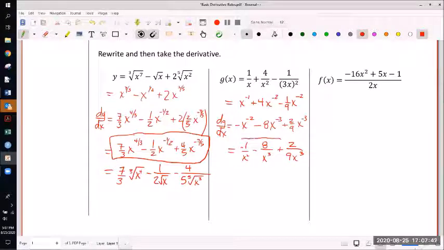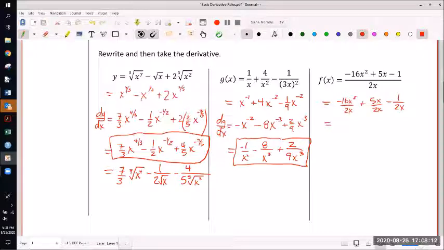Okay, and that would be my final answer there. For this one here, what I can do is distribute this 2x to each of these three terms separately. So that's going to be negative 16x squared divided by 2x plus 5x divided by 2x minus 1 over 2x. That's just the distributive property.